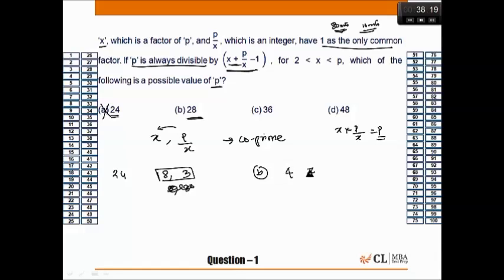7 times 4 is 28. 4 and 7. 7 plus 4 is 11. 11 minus 1 is 10. Is 28 divisible by 10? No.